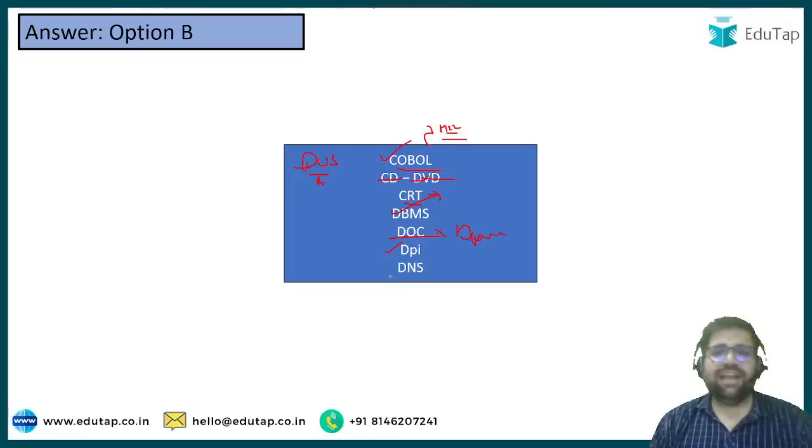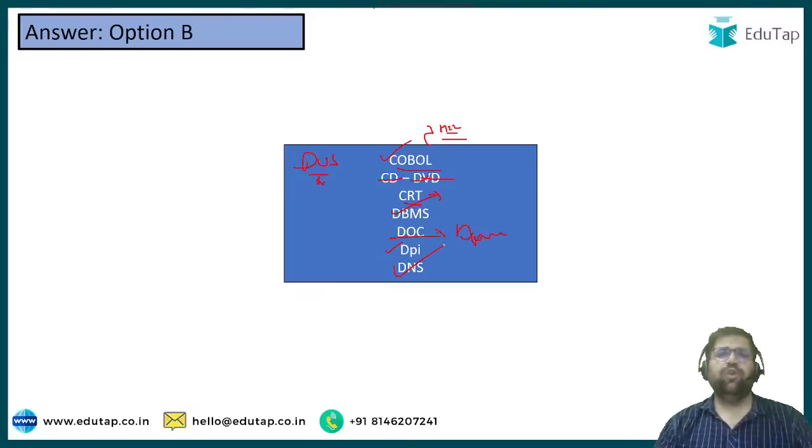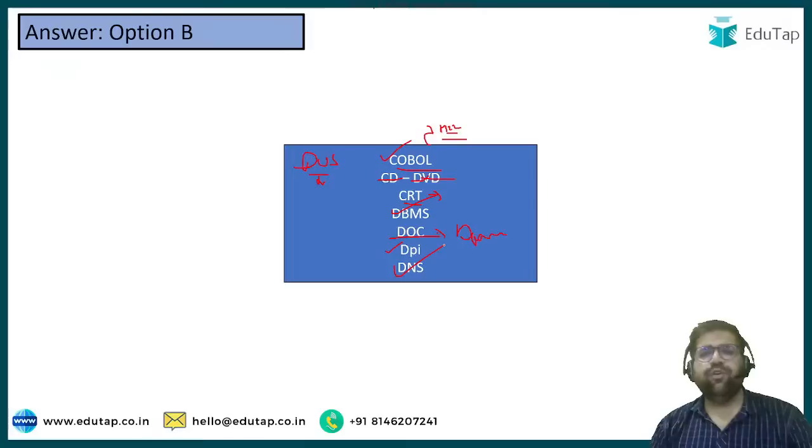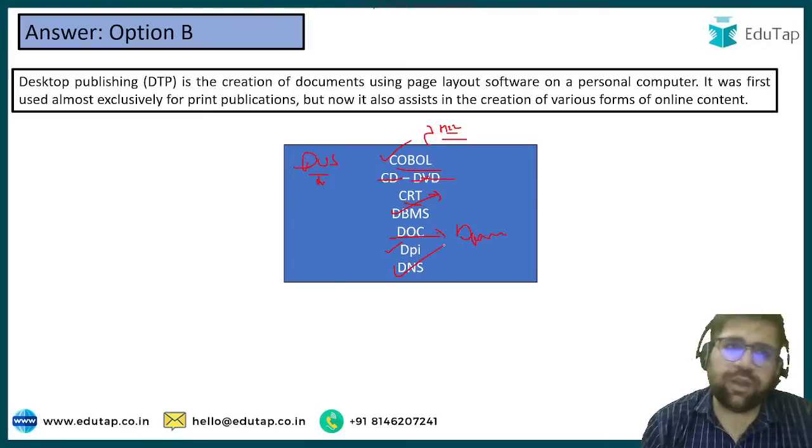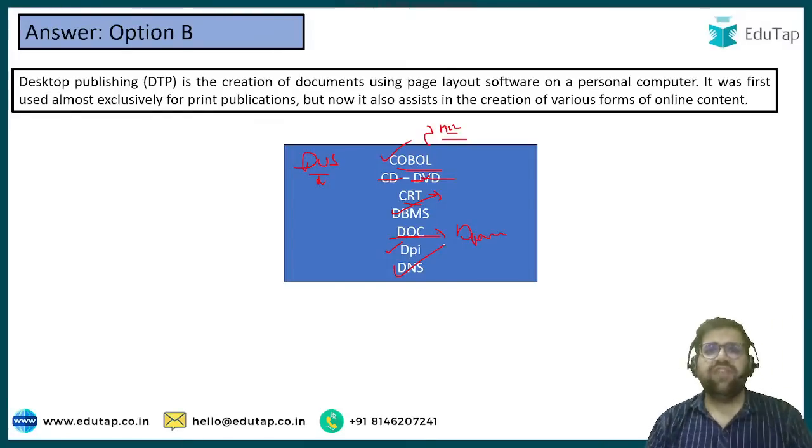Dots per inch, yes. And DNS is your domain naming system or domain name system as well. If you have to name your domains, like for your web pages, then it is your domain name system. Okay. So desktop publishing, that we have done, right?